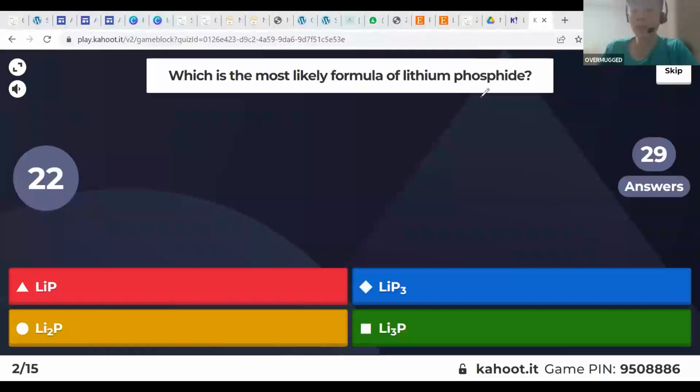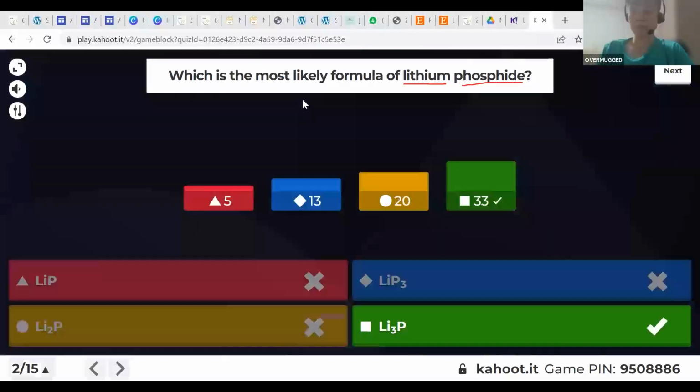Work backwards. We know lithium is group 1. This is group 5. Not too bad. Lithium is group 1, so it will form Li+. Phosphorus is in group 5, so it forms P3-. How do I balance the charge? I will need 3 lithium. Next.